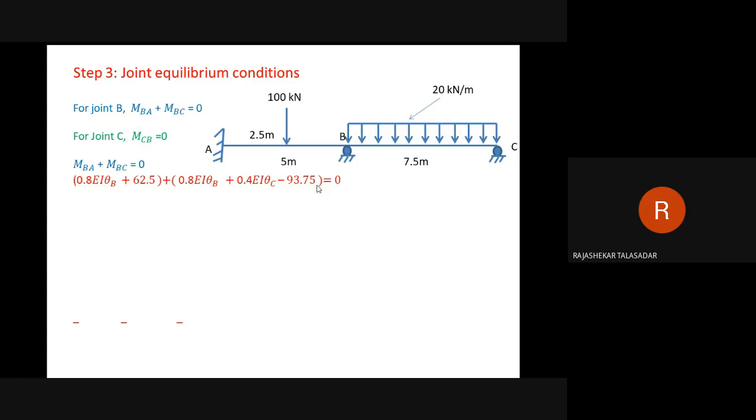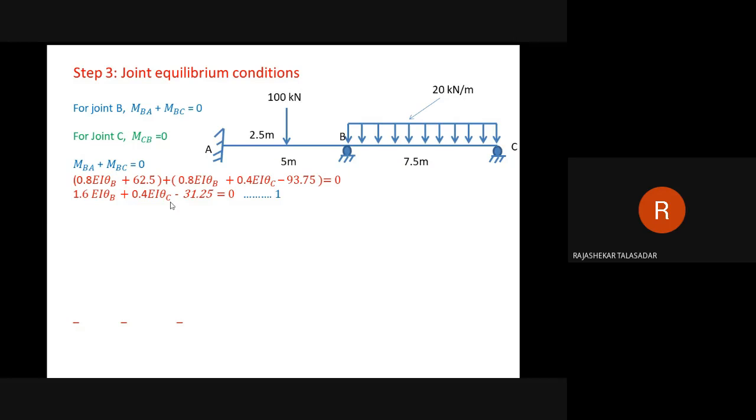You just write those, the MBA you written plus MBC you written, equated to 0. If you simplify this, 0.8 EI theta B, here 0.8, will become 1.6 EI theta B. EI theta C is only one term, that is 0.4 EI theta C. So plus 62.5 minus 93.75, you will get minus 31.25 equals to 0. So this is the first equation, which is in terms of theta B and theta C.